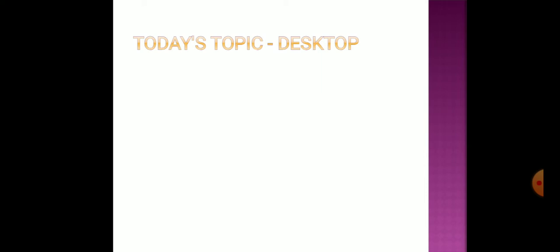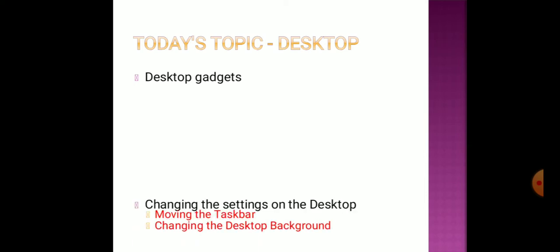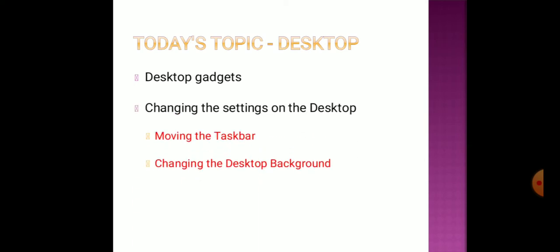So we know the first screen that appears after loading the operating system is called desktop. On the desktop we can add desktop gadgets. So in today's topic we are going to see desktop gadgets and changing the settings on the desktop. That is, we are going to move the taskbar and change the desktop background. And also we are going to discuss how to change the screensaver. So these topics we are going to discuss today. Let us see one by one.